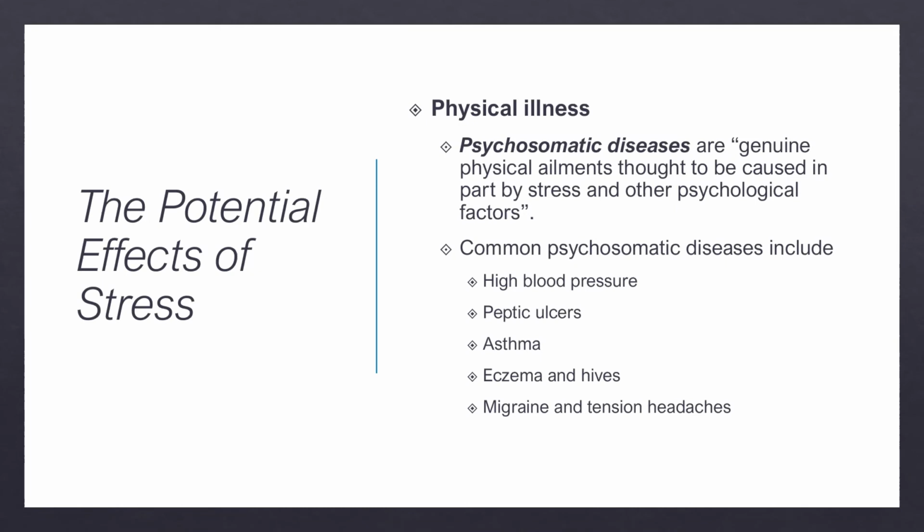Some of the physical effects of stress that manifest in illnesses are what are called psychosomatic diseases, which include high blood pressure and peptic ulcers, and I want to point out that ulcers are not caused by stress. They are exacerbated, or you may already have what's called H. pylori bacteria. That's actually what is causing ulcers. And then when you have stress and your digestion is impacted, you're more likely to experience the development of ulcers. So they're not just coming from stress. And you are more prone to have asthma, eczema and hives, and migraines and tension headaches.